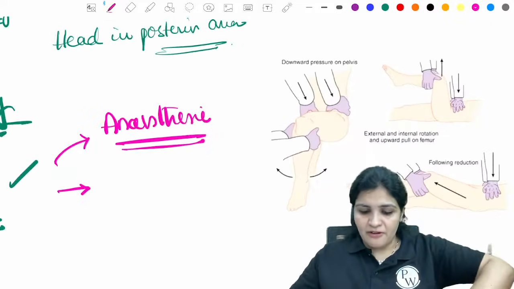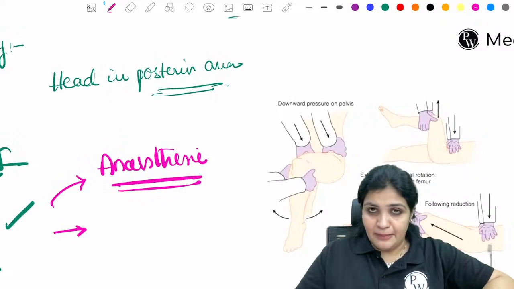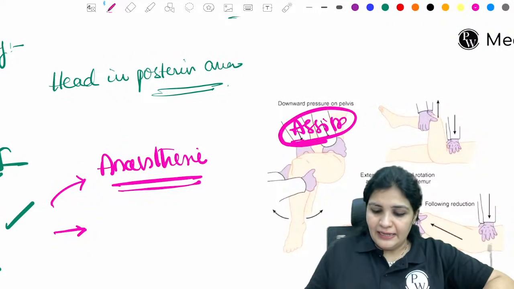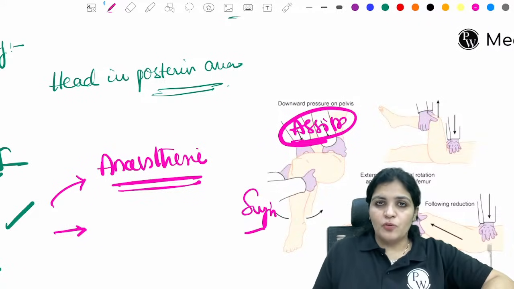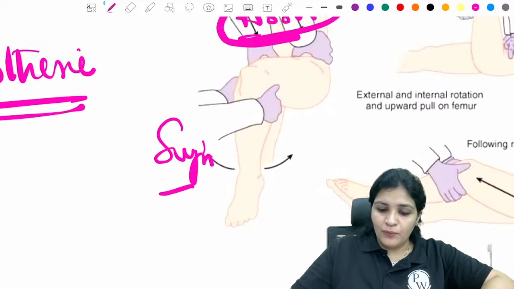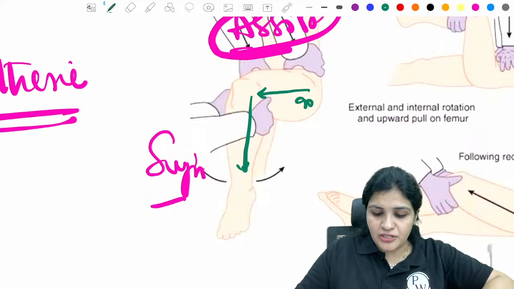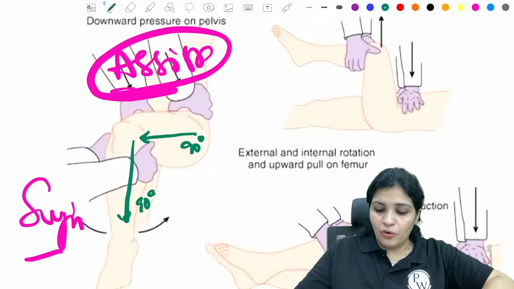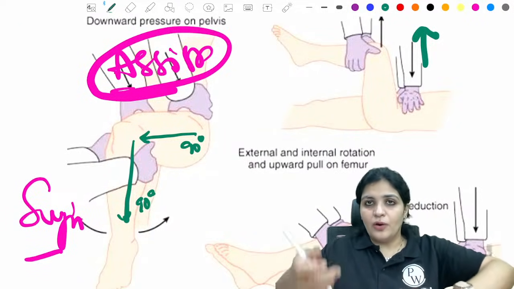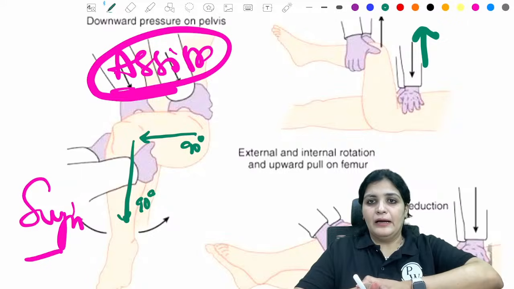The maneuver is, first your assistant is stabilizing the pelvis. So this fellow is the assistant, right? And here this is the surgeon. So what does the surgeon do? The surgeon will flex the knee. So knee in 90 degrees of flexion and hip in 90 degrees of flexion. So this in 90 degrees, this in 90 degrees. And then what they do? They give longitudinal traction. So again, disengaging the fragment.